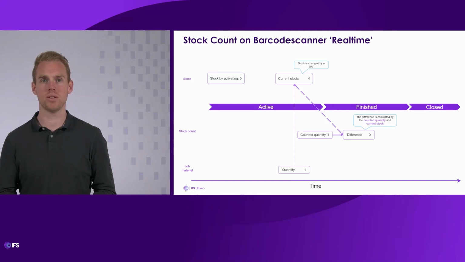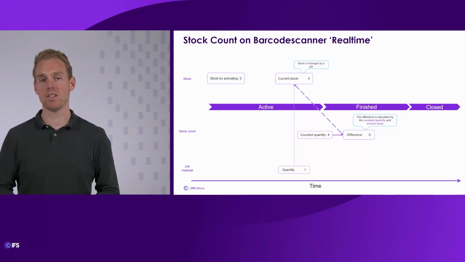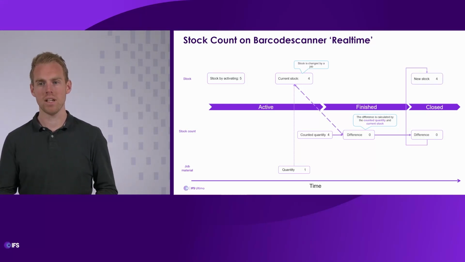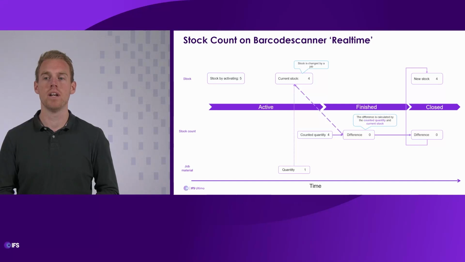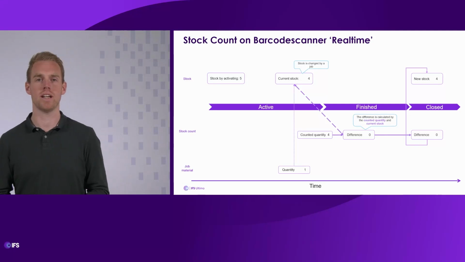But this will ensure that you can do a real-time stock count if you perform it on a barcode scanner, and that you don't have to block the warehouse, but you can keep the warehouse open. After that, the difference is 0. So we create a stock adjustment with quantity 0. So the new stock remains 4 in this case.